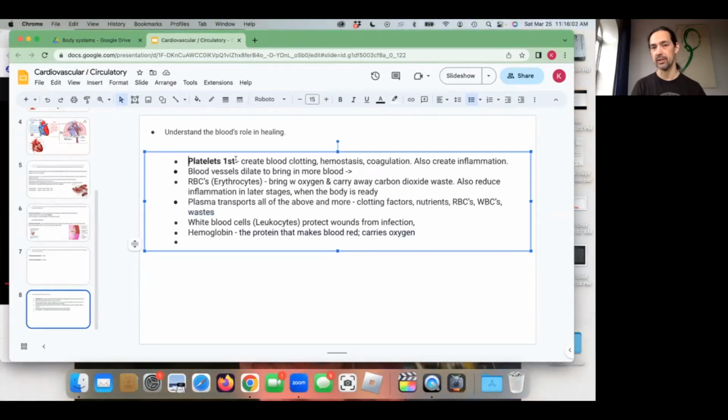So the platelets cause clotting and inflammation. I left this out. Blood vessels dilate after that. And they bring in red blood cells and white blood cells. The red blood cells start to bring in oxygen and carry out carbon dioxide. White blood cells deal with infection if there is any. Meanwhile, the plasma is also bringing in, in addition to the red and white blood cells, clotting factors, other nutrients necessary to repair the area, and it's taking out waste products. And the hemoglobin in the red blood cells is the protein that carries oxygen.